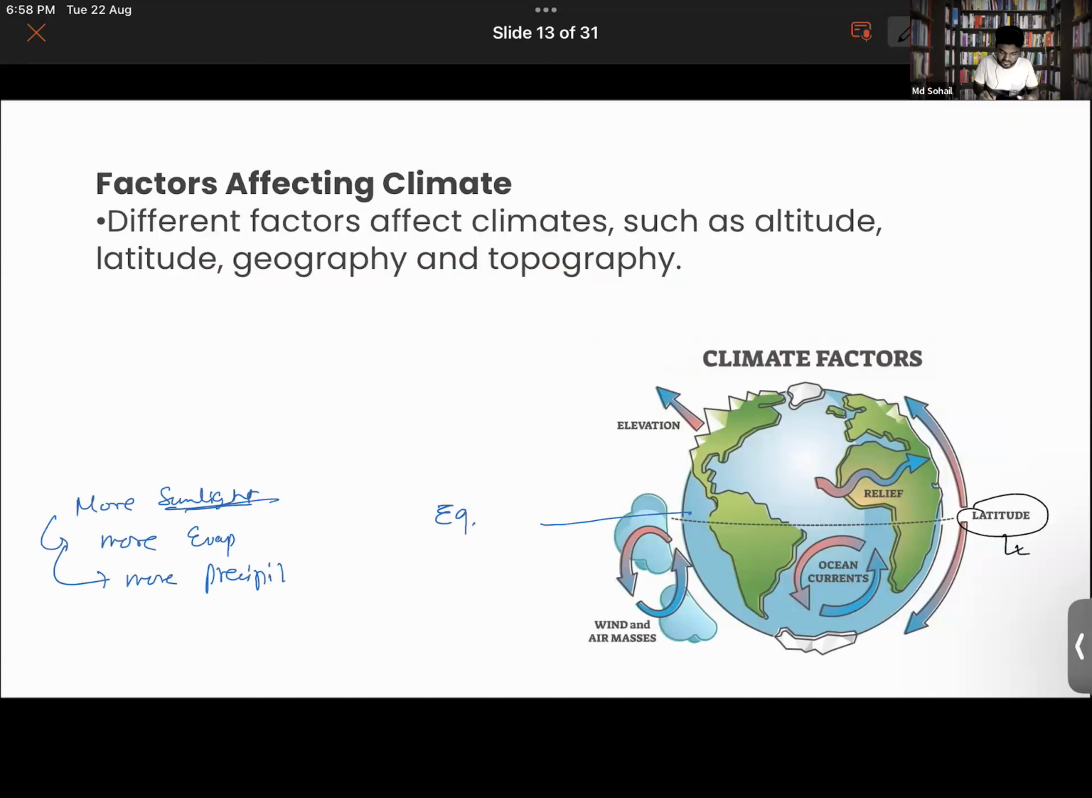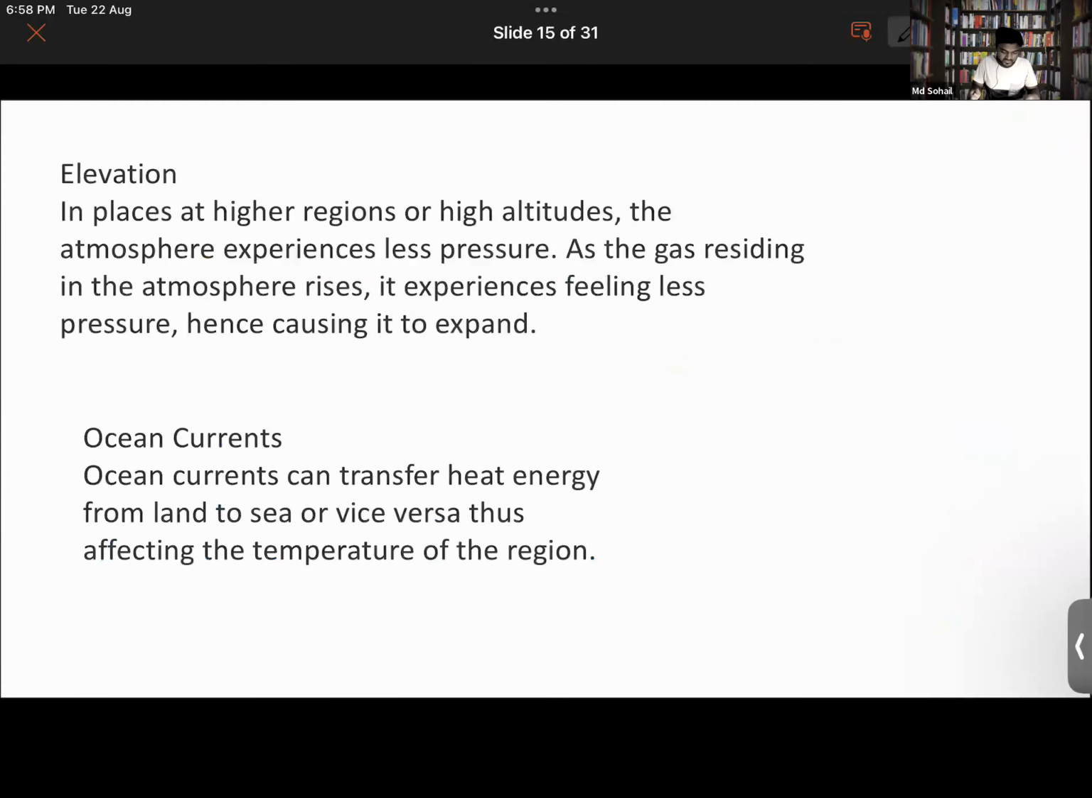Now let's talk about elevation. Elevation or altitude, both are the same thing here, whether you call it elevation or altitude. So are all places at the same elevation, the same height from the mean sea level on Earth? By the way, please tell me what do you mean by mean sea level? Is this word clear to you guys or not?